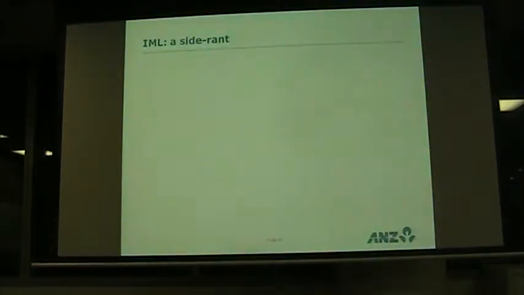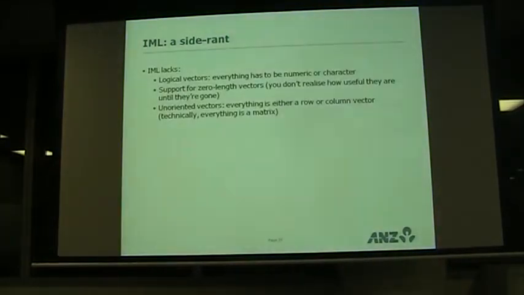Yes, I get to sledge SAS up again. IML doesn't have a lot of things that you take for granted in R. IML doesn't have watchable vectors. It doesn't have support for zero-length vectors, and you kind of forget that they're very useful until you no longer have them. You don't have unoriented vectors, so basically everything is a matrix. So something as simple as that fails in 3 different ways.